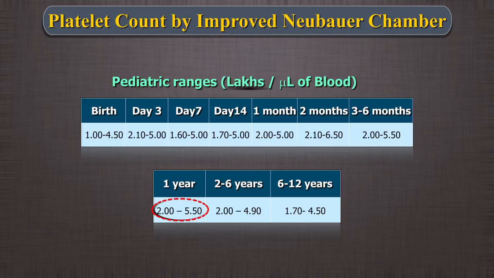1 year, it's 2 to 5.50. 2 to 6 years, 2 to 4.90. 6 to 12 years, 1.70 to 4.50. Birth, 1 to 4.50. Day 3, 2.10 to 5. Day 7, 1.60 to 5. Day 14, 1.70 to 5. 1 month, 2 to 5. 2 months, 2.10 to 6.50. 3 to 6 months, 2 to 5.50.